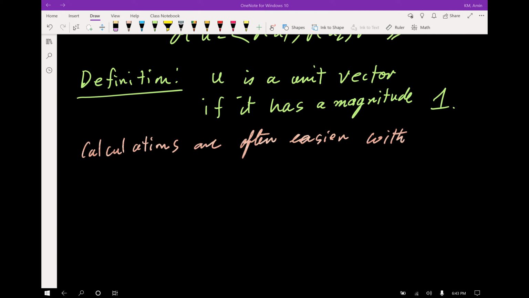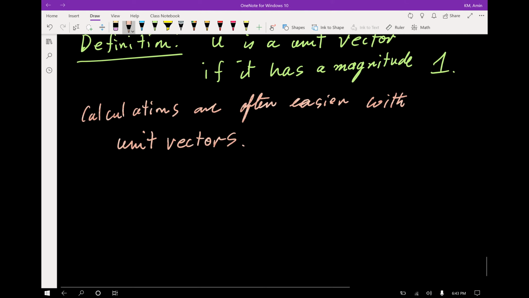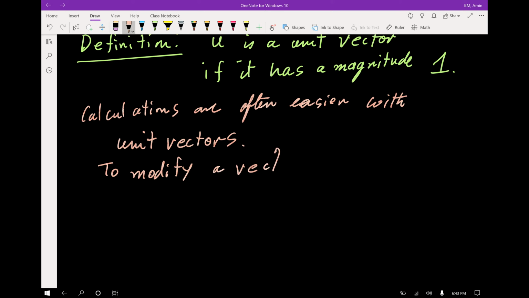Calculations are often easier with unit vectors. To modify a vector to have length 1. So you could get a crazy vector, just modify it to make it into a unit vector, and from that, you'll do it.